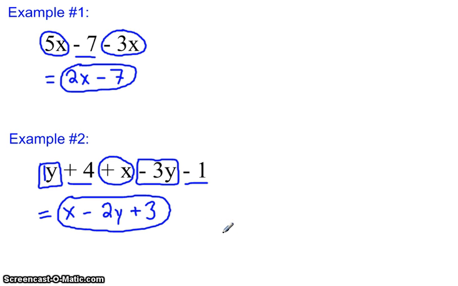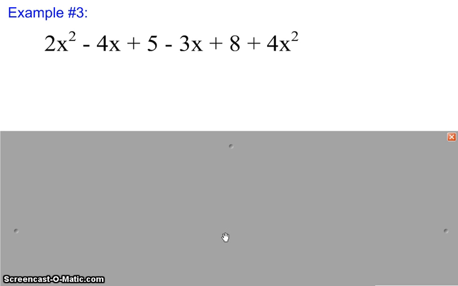Alright, next example. Example 3. 2x squared minus 4x plus 5 minus 3x plus 8 plus 4x squared. A real mess here, but we do only have one variable, which is x. So what I like to do with this is start with the ones with the highest degree or highest exponent. So we've got a positive 4x squared here, and I've got a positive 2x squared here. That's going to give us 6x squared.